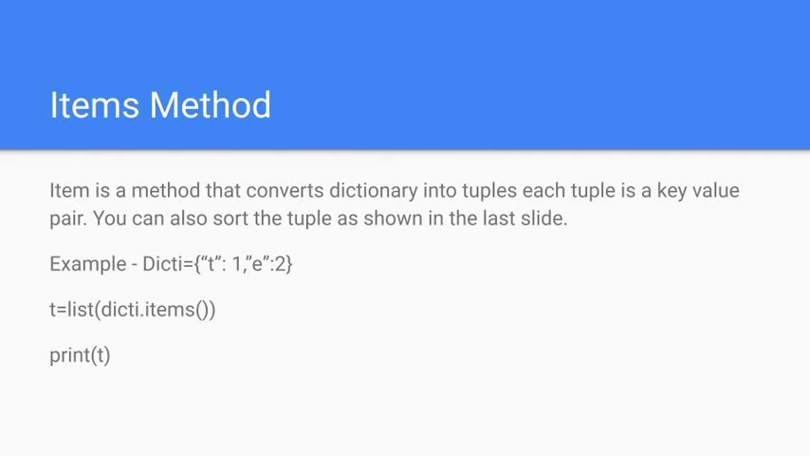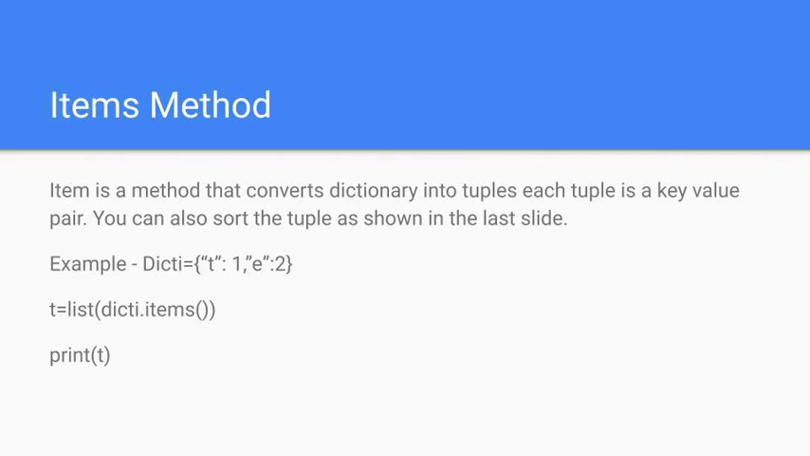The items method just converts the dictionary into a tuple. Each tuple is a key value pair. We can also sort the tuple as shown in the last slide. For example, you take a dictionary, and I take dicti as my variable, t value 1, e value 2.